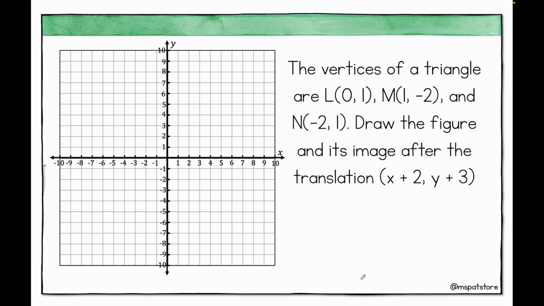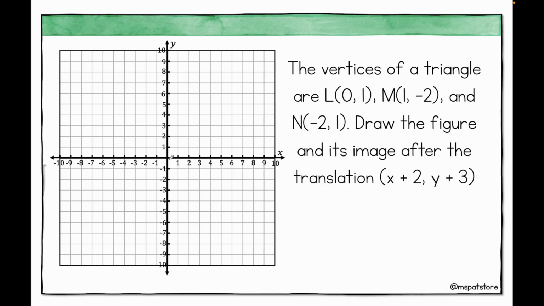Now I would like you to take a look at this because the translation is written down different this time. So before you pause the video, please pay close attention. Here it says, the vertices of a triangle are L, M, and N. Draw the figure and its image after this translation. So if it says X plus 2, this means that you're going to analyze where in the x-axis are the positive number, like this one.